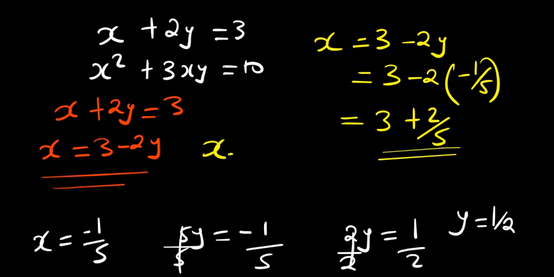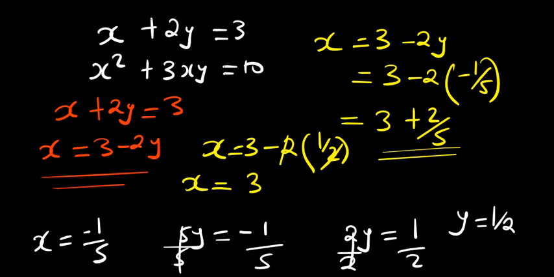x will be equal to 3 minus 2. Our y is half. Okay, so the 2 and the 2 can divide, so therefore I'm going to remain with x equal to 3 minus 1, that is a 2. That is another value of x. So basically those are some of the simple concepts that you can solve using this one. Substitution always tends to work.